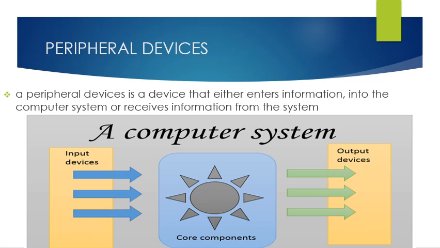So we now have output devices. The output devices display the output of what we have input into the system so that we can see the outcomes of our result. So the core component of the computer is not a peripheral device. The first and the last diagrams refer to the peripheral devices, which are the input and output devices.